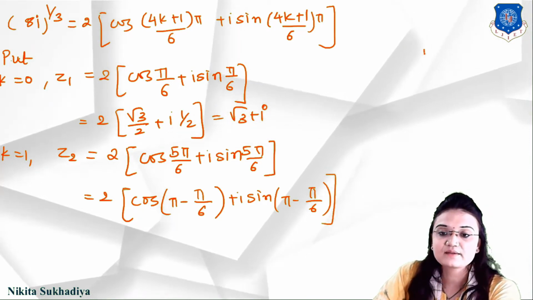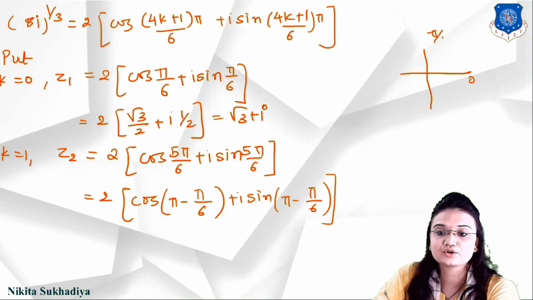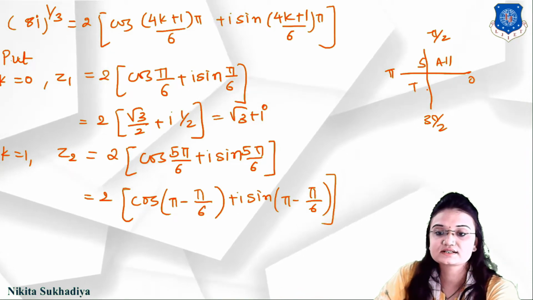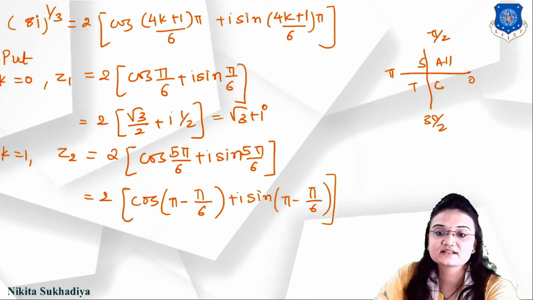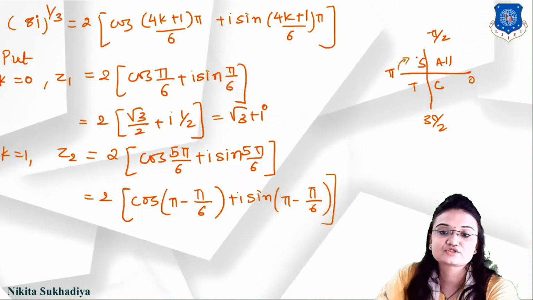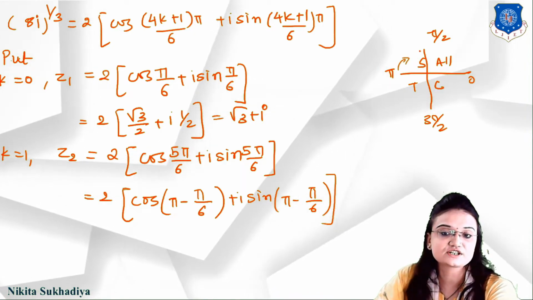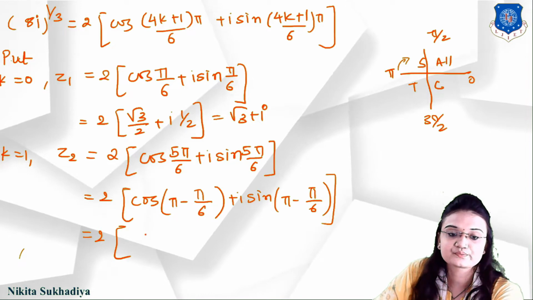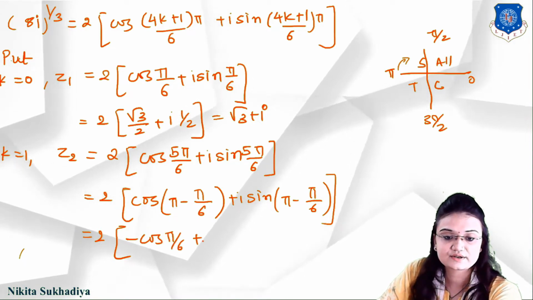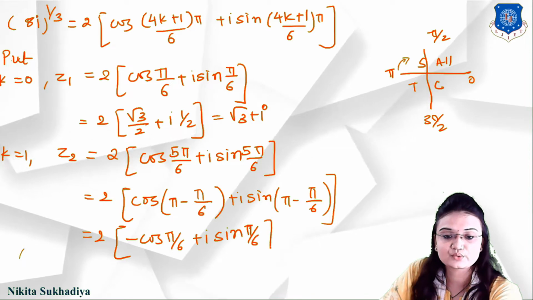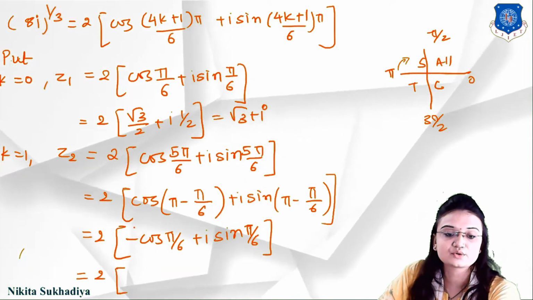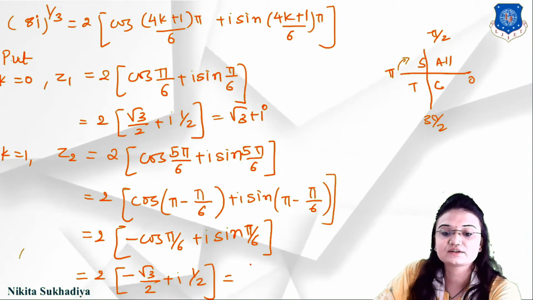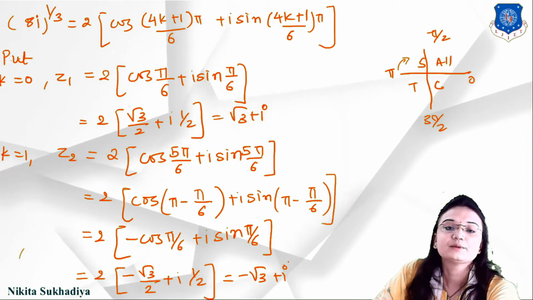Okay, so where is pi minus pi by 6? So this is 0, pi by 2, pi and 3 pi by 2. So according to the all STC rule, pi minus pi by 6 is in the second quadrant. In the second quadrant, sin is positive and cos is negative. So here we will get 2 minus cos pi by 6 plus I sin pi by 6. Okay, and cos pi by 6 is nothing but root 3 by 2. So this is minus root 3 by 2 plus I 1 by 2. So we will get minus root 3 plus I.